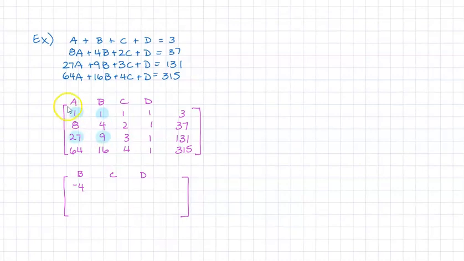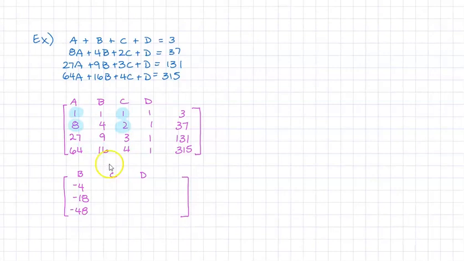Then we drop down and we're going to do 1 times 9 minus 1 times 27, and we're going to get negative 18. And then finally for the first column we have 1 times 16 minus 1 times 64, and that's going to be negative 48. So that's the first column.